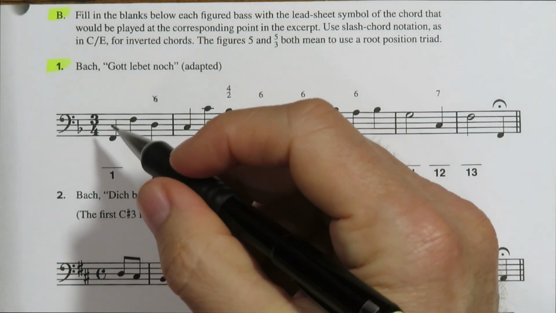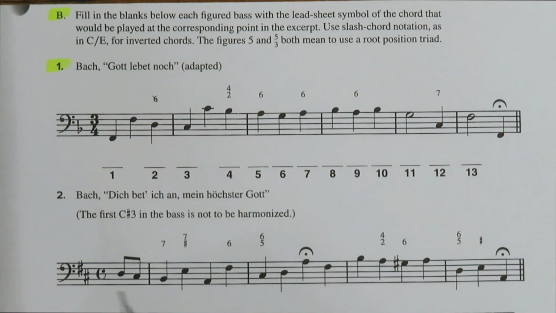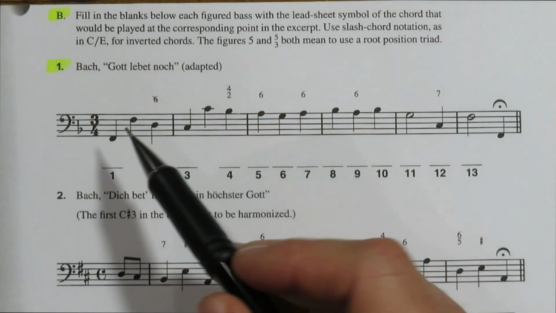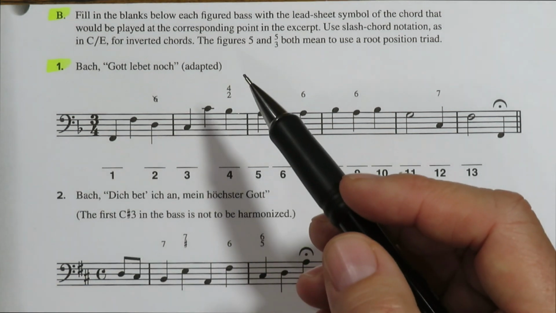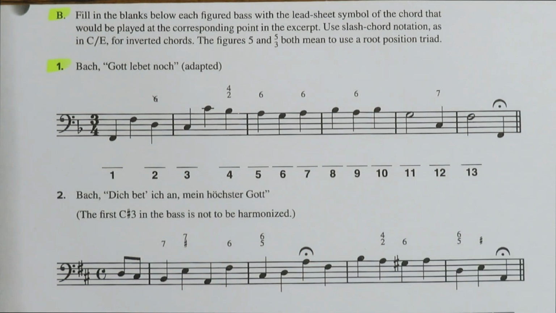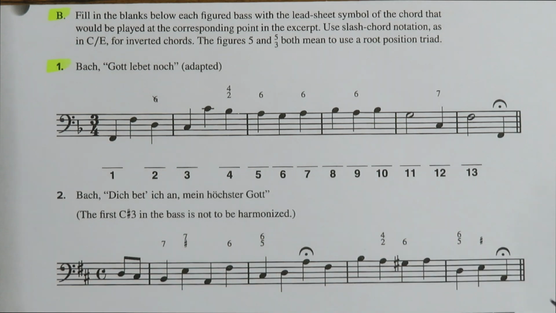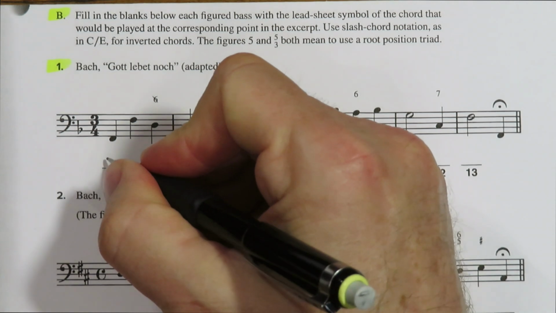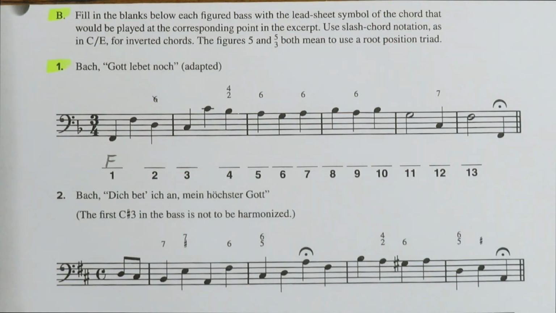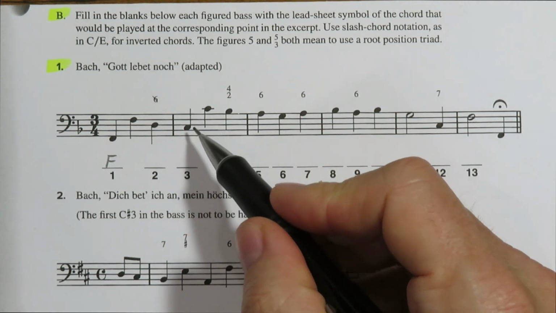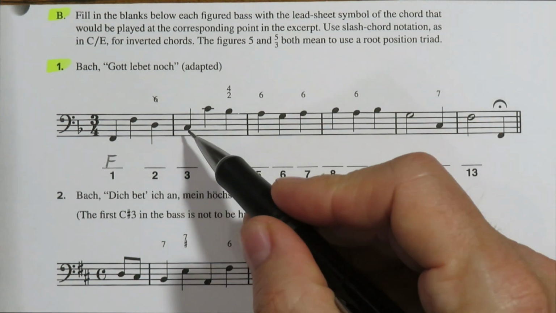Let's start with number 1, and we're in the key of, looks like F major. And 1 flat, remember? Our first note is an F, and if there's no symbol by it, we know it's root position. So there's our F. Number 3, we have an A, another one in root position.